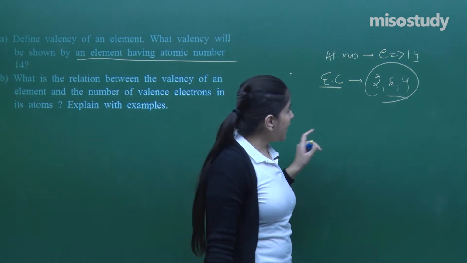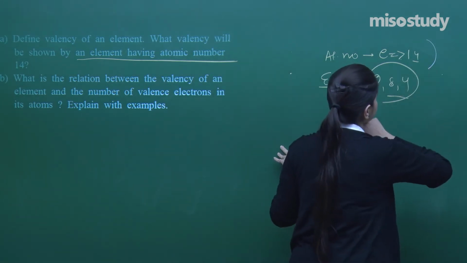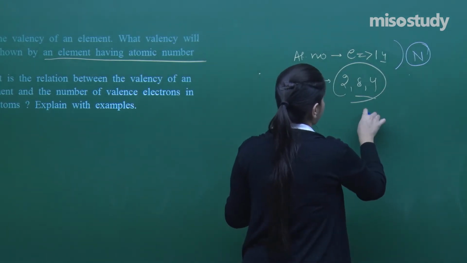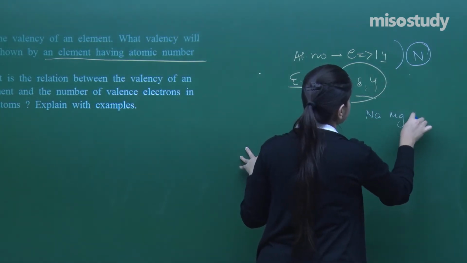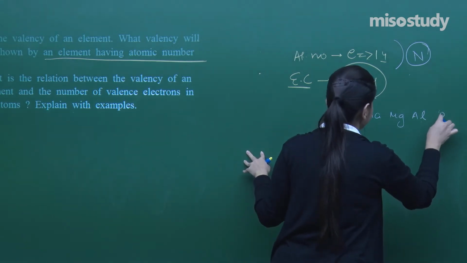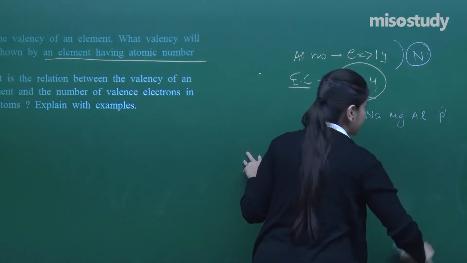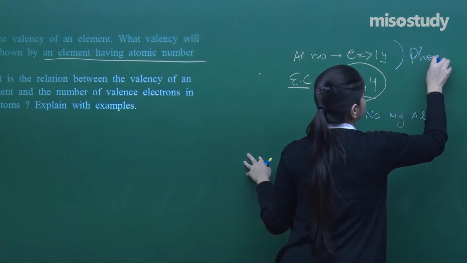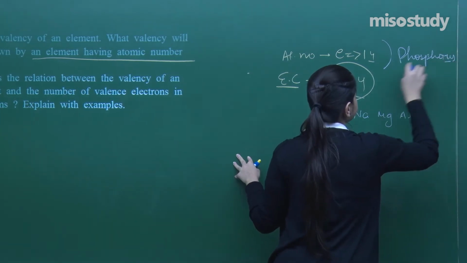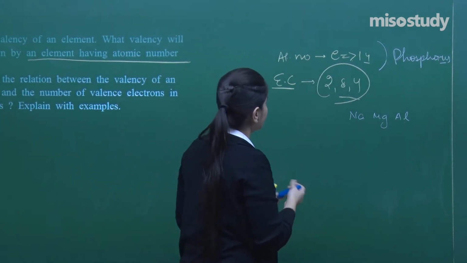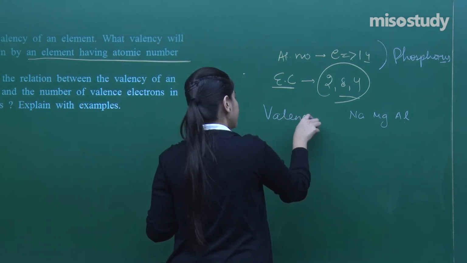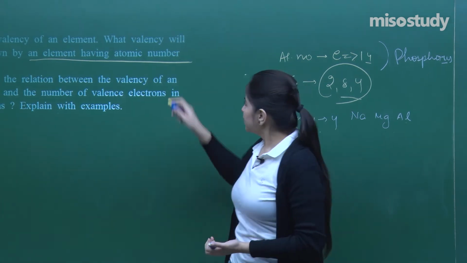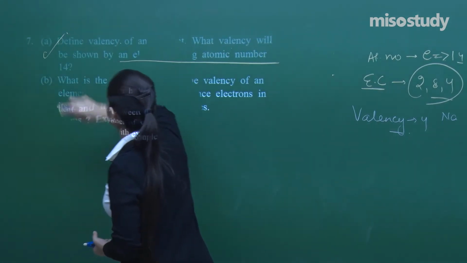And yes, atomic number is 14. You must have guessed it by now. It's not nitrogen. After sodium, magnesium, aluminium, silicon comes, so it is not nitrogen but an element which is below carbon. Now, the valency they are asking will be 4. The valency, the combining capacity, is 4 only. Okay, so we have got this done.